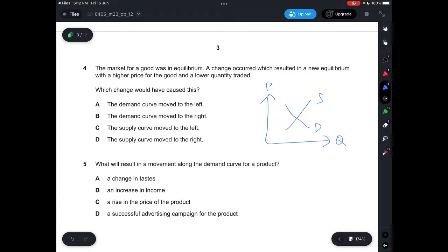So the only possible way for a higher price and also lower quantity would be a shift of the supply curve to the left, which is something like this. So instead of, let's say, X amount, now it becomes Y amount. Instead of, let's say, probably P1, the price is now P2. So indeed, there's an increase in price and a decrease in quantity. So this means that the supply curve shifted to the left. So that means the answer would be C. So supply curve moved to the left.